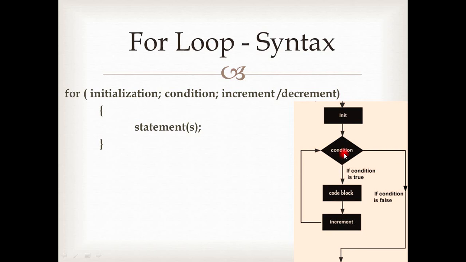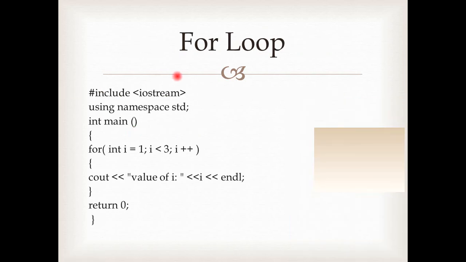Now if the condition is false, what happens? It comes out of the loop. And this is about the for loop. So you have to remember there will be an initialization part, there will be a condition to check, and there will be an increment or a decrement part. And inside, if the condition is satisfied, it will enter inside the statement. Okay.